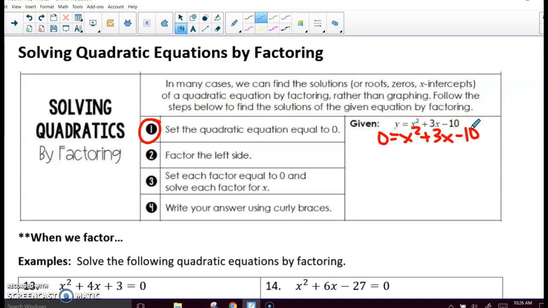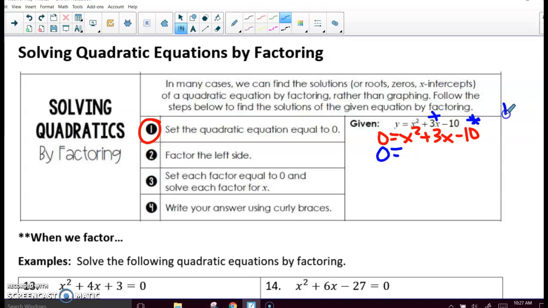Factor the left side. Well, based on how I wrote this, it would be the right side. So keeping your 0, when we factor x squared plus 3x minus 10, I first always look for a greatest common factor. There isn't one. It is a trinomial of 3 terms with leading coefficient 1. So I'm thinking about, what do I multiply together to get negative 10 that adds to positive 3?